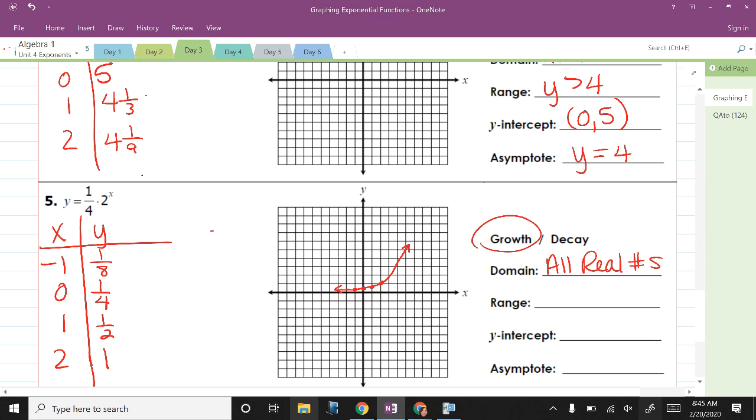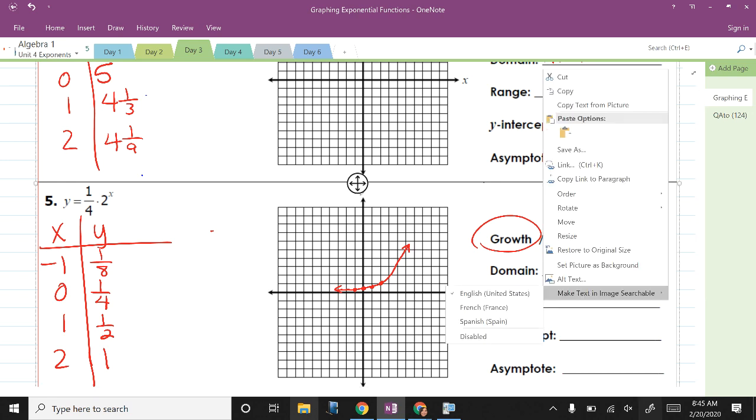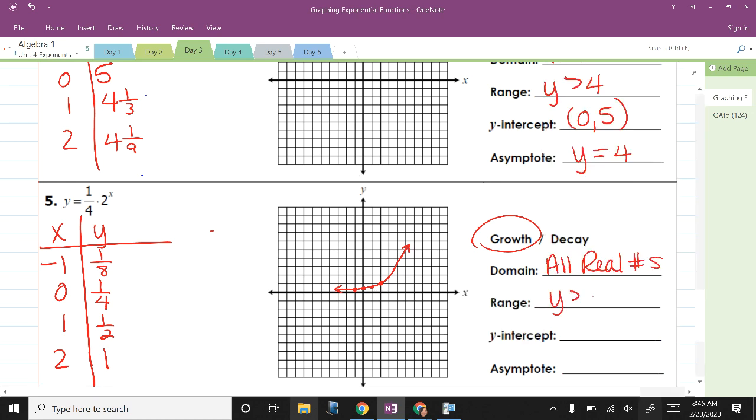What about my range? Y is greater than 0, because we didn't have a plus or a minus, did we? Y'all see that pattern? Okay. And then my asymptote is y equals 0. And back to my y-intercept, what is that? 0, 1/4. Okay, and if you're not sure from your graph, go back to your table. That's where the 0 is x. Right? So that's an exponential function, but it's not a super steep one. Does that make sense? Because that 1/4 made it a little bit flatter.